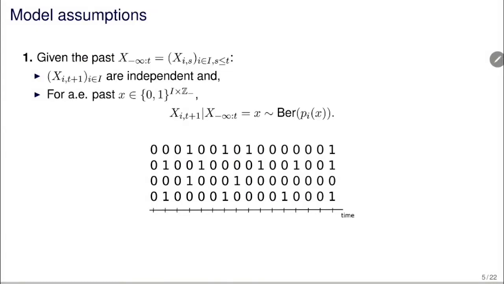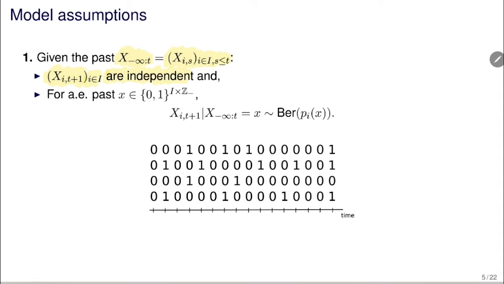Okay, now let us discuss the model assumptions. The first assumption is the following. Given the path of the network up to time t, so given X from minus infinity to t, so this is a collection of random variables X_i,s with i in the set capital I and s at most t. So given this path, the random variables X_i,t+1 with i in the set capital I are independent. So this means that the neurons are conditionally independent given the past.